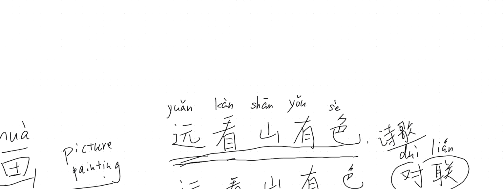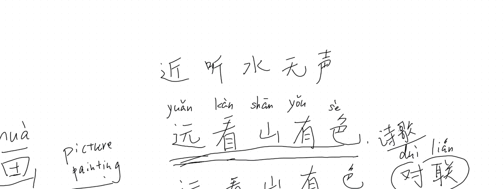Then you will know why I introduced that first. 静听水无声. Okay, do you know the other characters in this sentence?